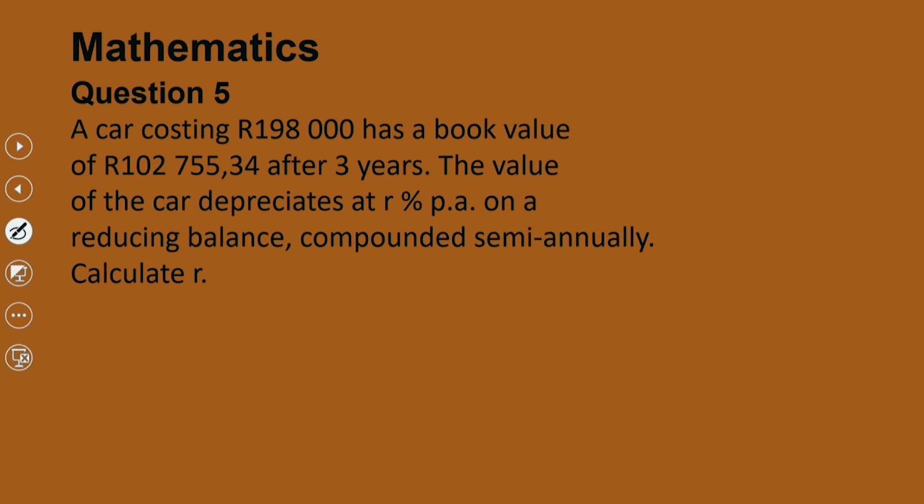So question 5 has been given as: a car costing 198,000 has a book value of 102,745.34 after 3 years. The value of the car depreciates at R% per annum, and this is what we are going to be looking at on a reducing balance, compounded semi-annually. Interesting. Then the question says, calculate R.